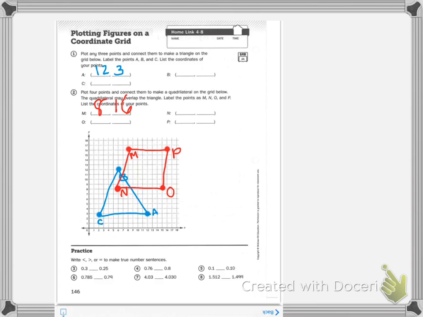The practice at the bottom says, write less than, greater than, or equal to make number sentences true. Now remember, my hint to you for this is, so let's look at number 3. I have 3/10 and 25/100. For that problem, I just need to look at 3 and 2. Which one is greater? Which sort of change would you want in your pocket? 30 cents or 25 cents? You could add a 0 to the 3, and then we would have 30/100. What's more? The 3.